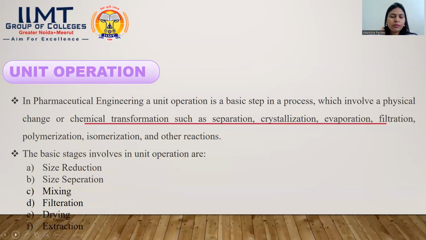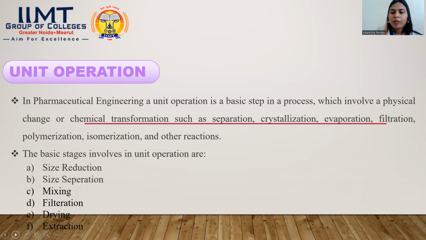Okay. Moving forward, the first question is, what is unit operation? If we are talking about unit operation, everyone has the question in their mind, what exactly is unit operation? In pharmaceutical engineering, a unit operation is a basic step in a process which involves a physical change or chemical transformation such as separation, crystallization, evaporation, filtration, polymerization, isomerization, and other reactions.